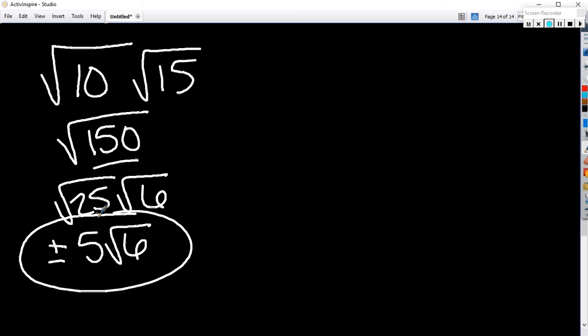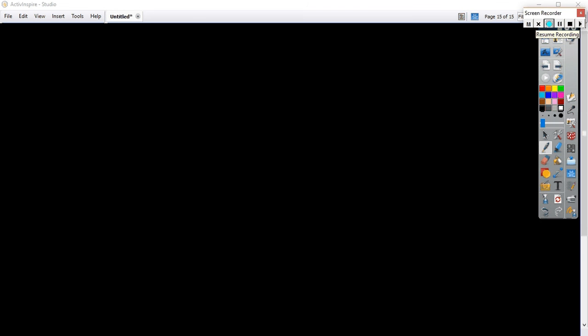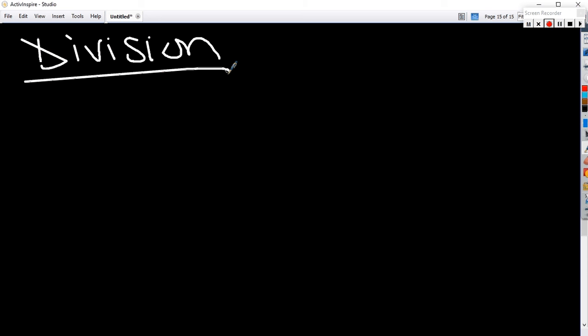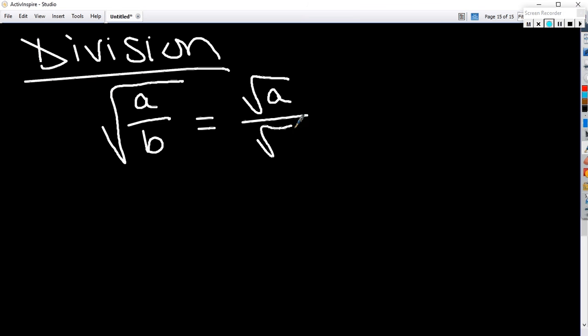That's it, right? That's what we're doing. Let me start it like this, division. So division has the same property that multiplication has in that I can split up. Okay, so if I have the square root of A over B, I can break that apart and say it's the same thing as the square root of A over the square root of B.